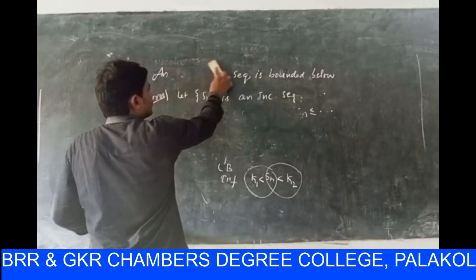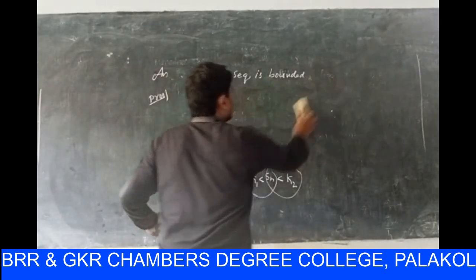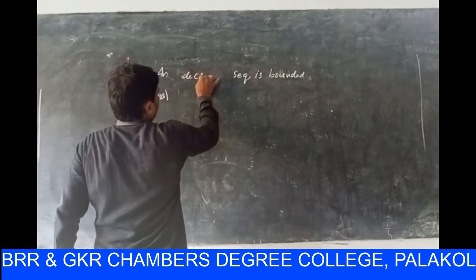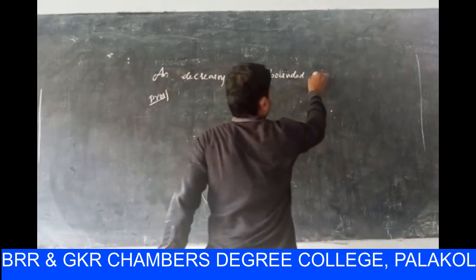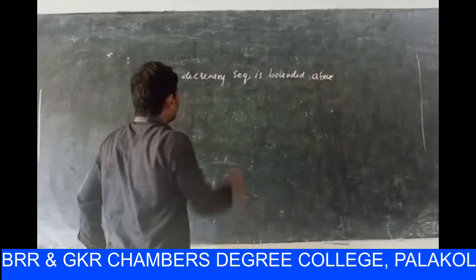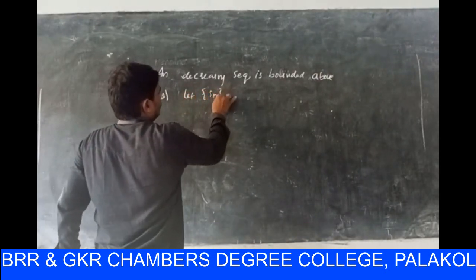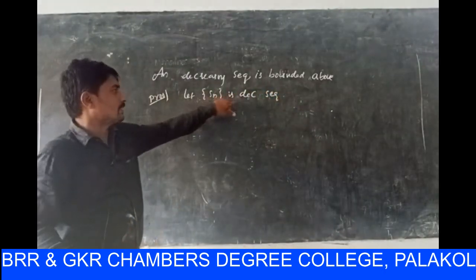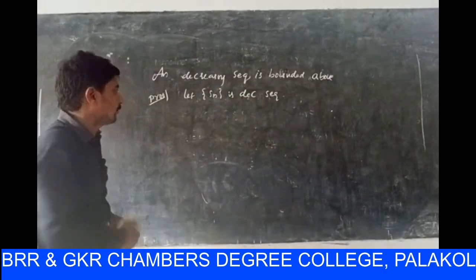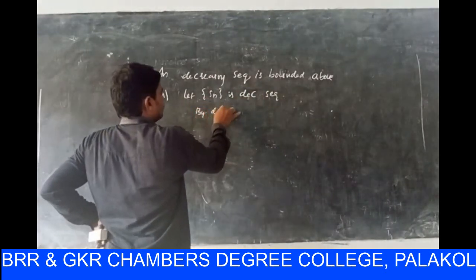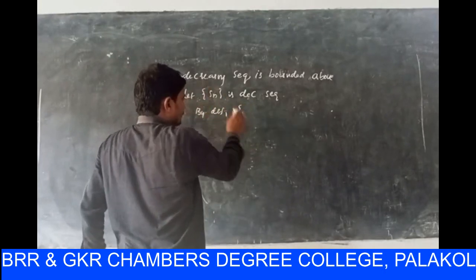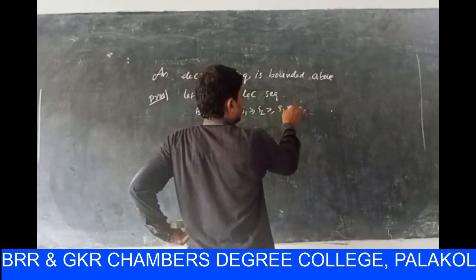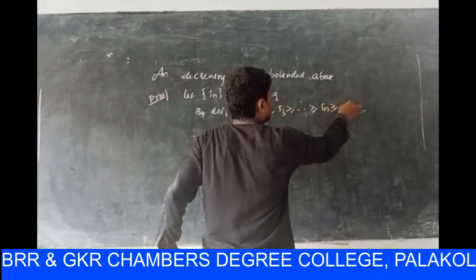Similarly, a decreasing sequence is bounded above. Next theorem: a decreasing sequence is bounded above. Suppose a sequence Sn is a decreasing sequence. Now we show that it is bounded above. Since by definition the sequence Sn is decreasing, we can write S1 greater than or equal to S2 greater than or equal to S3 greater than or equal to and so on, greater than or equal to Sn greater than or equal to and so on.